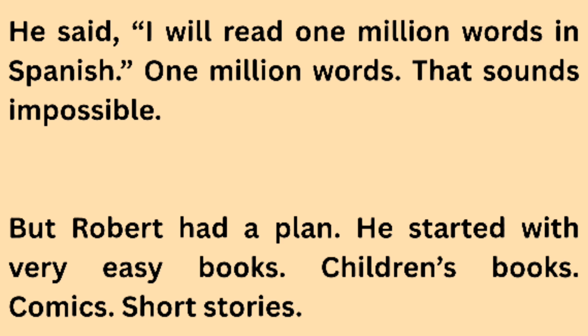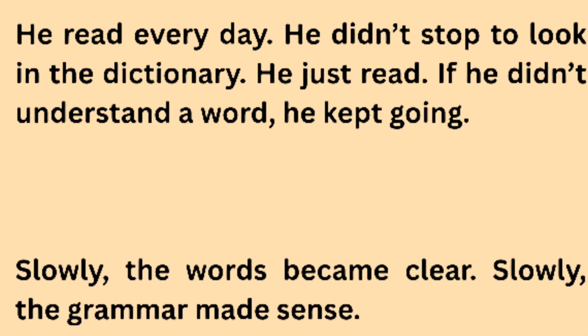1,000,000 words. That sounds impossible. But Robert had a plan. He started with very easy books, children's books, comics, short stories. He read every day. He didn't stop to look in the dictionary. He just read. If he didn't understand a word, he kept going. Slowly, the words became clear. Slowly, the grammar made sense.